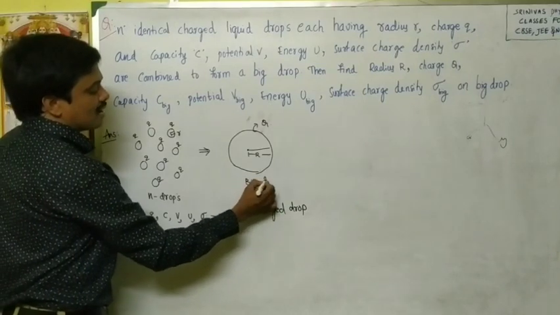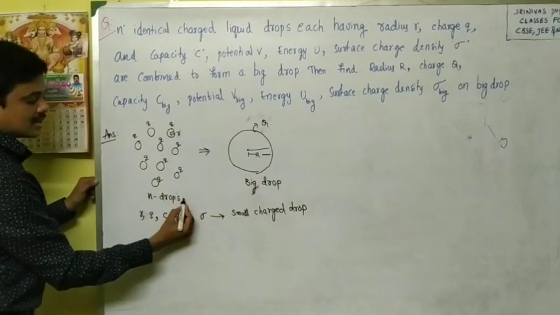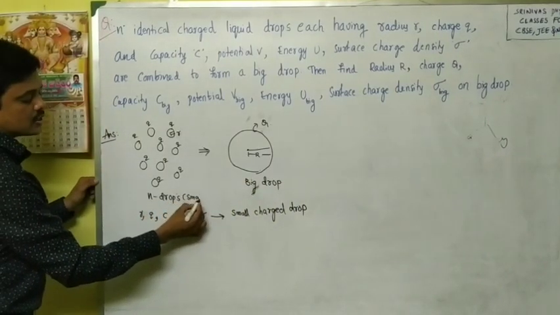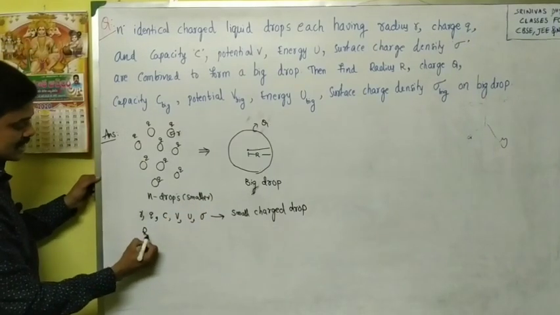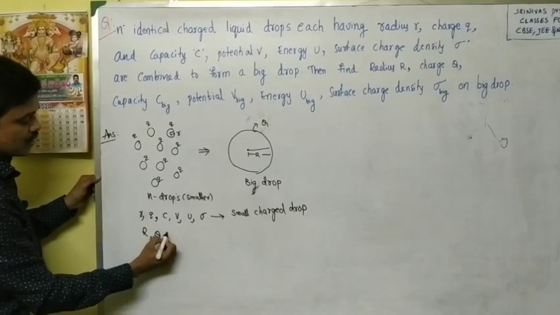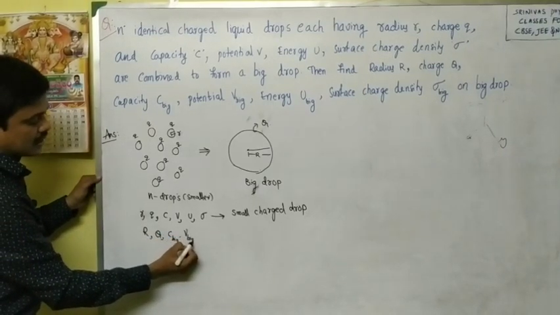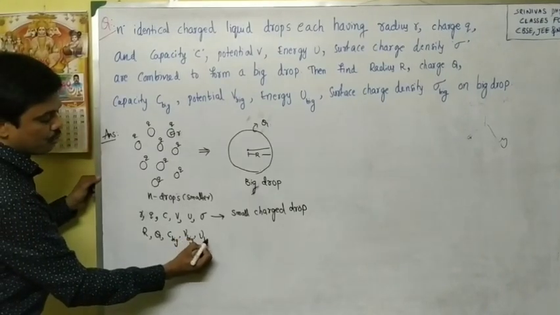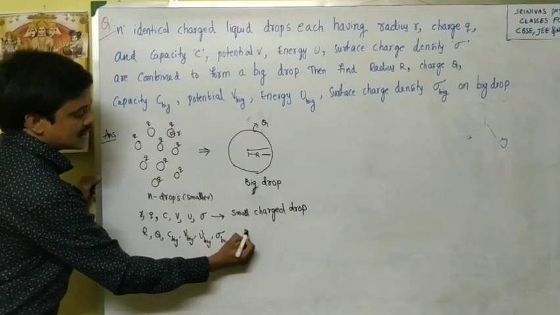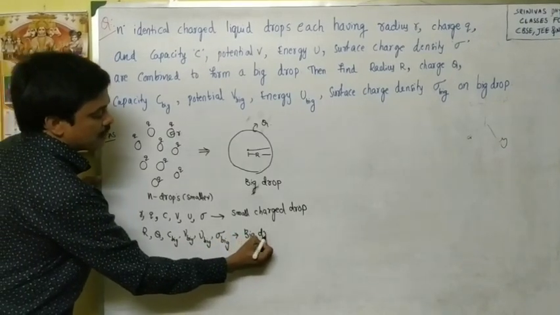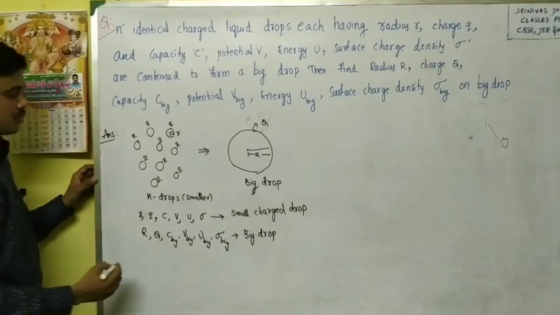When these n smaller drops are combined to form the bigger drop, then the bigger drop has radius capital R, charge capital Q, capacity C big, potential V big, U big, and the surface charge density on the bigger drop. This is the information related to the big drop. Let us see now. It was very simple to find out.